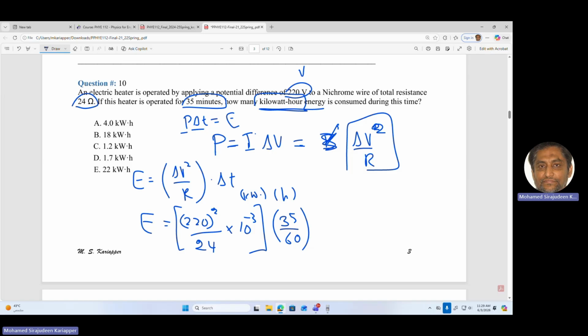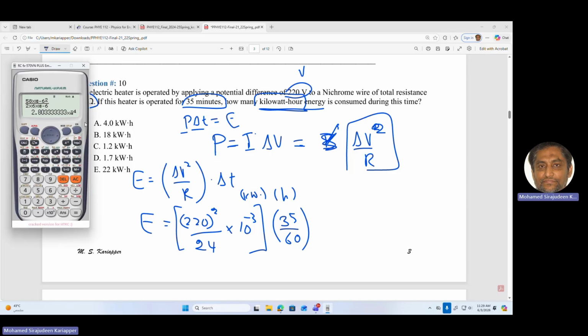Then he's asking for, that's it. That's the question. So we have the answer. So let me also do it. I will do this 20 squared, come down, 24, go up. Now I know it is, so I will do this.